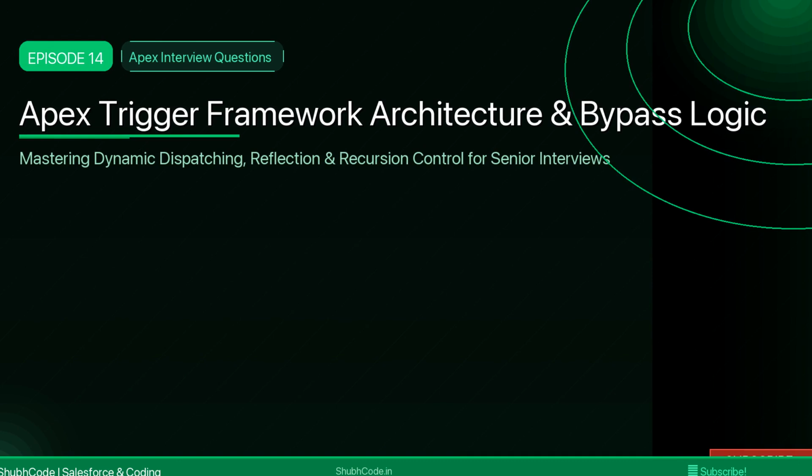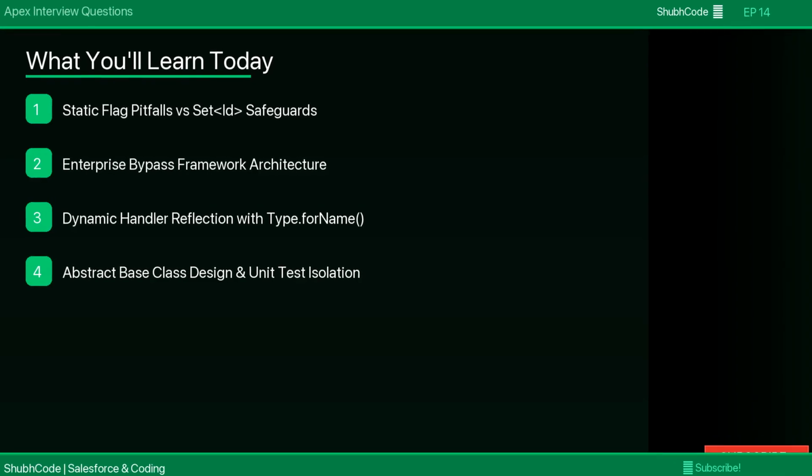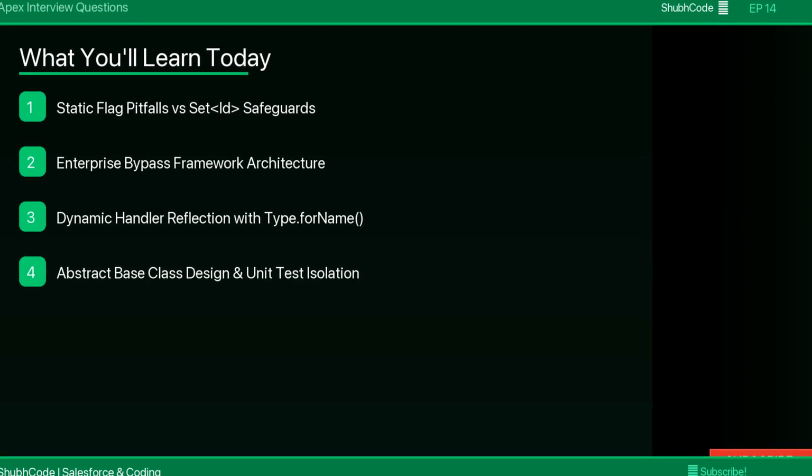Topic: Apex Trigger Framework Architecture and Bypass Logic. Mastering Dynamic Dispatching, Reflection and Recursion Control for Senior Interviews. These are the questions that real interviewers at top Salesforce firms ask. Let's go. Here are the questions we're answering today. Static flag pitfalls versus Set<Id> safeguards, then enterprise bypass framework architecture, then dynamic handler reflection with Type.forName, then abstract base class design and unit test isolation. Stay for the last one, it's the most important.